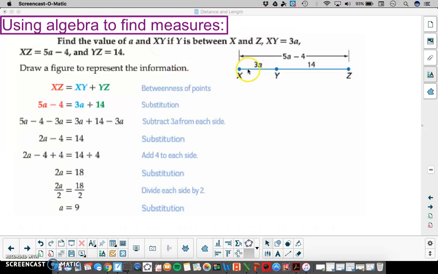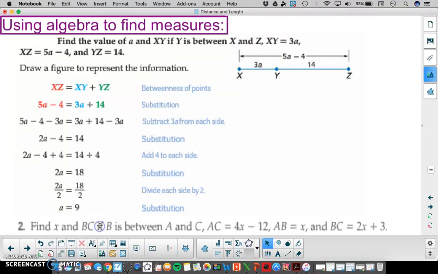That's represented by the expression 3a. Well, we now know the value of a. We can substitute our value of 9 in for a and get a value of the measure of XY equal to 27. I have an example 2 here that I want you guys to try.